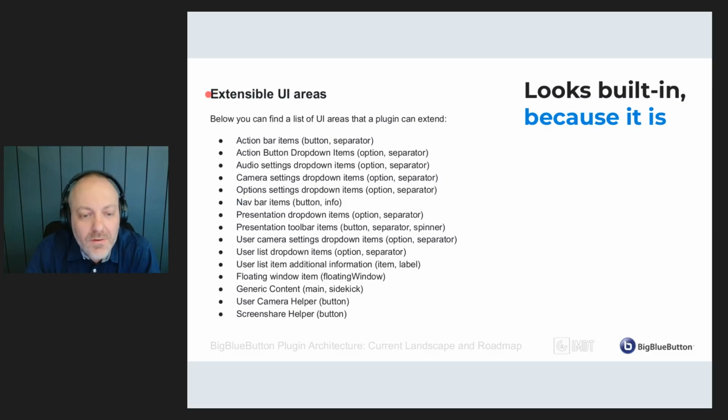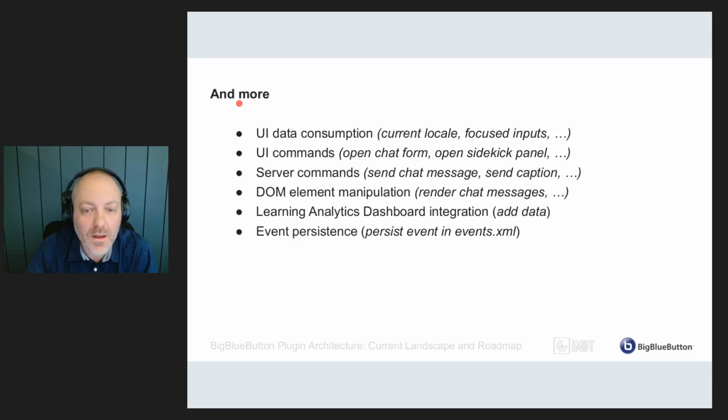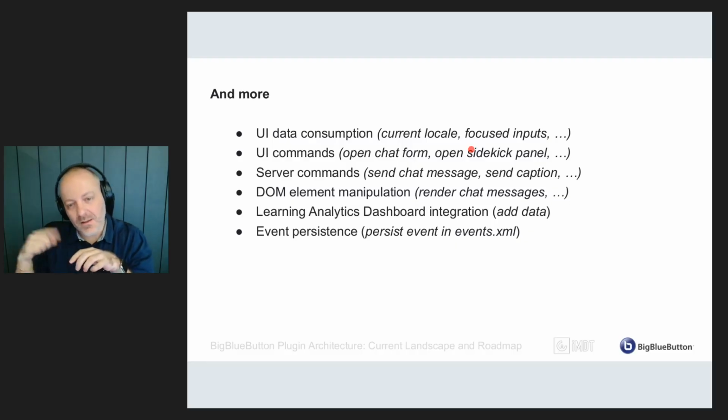Okay, so we have several extensible UI areas. I'm not going to show all of them because the time is limited, but you can find one example of each UI extensible area in our repository. So there are several places where you can add things to the UI, and more. UI data consumption: the plugin can know the current locale, the inputs that are focused, and partial text. So if you're typing in the chat, the plugin can receive the partial text in the chat.